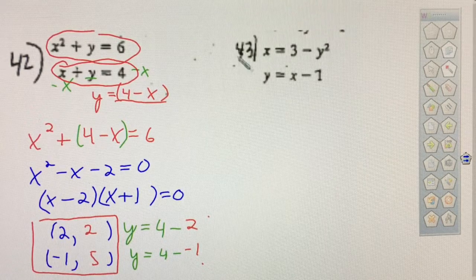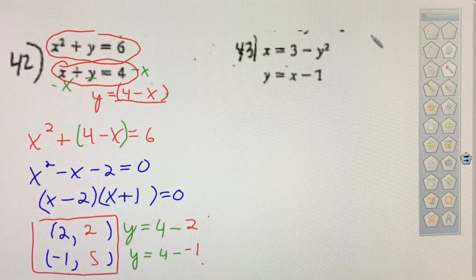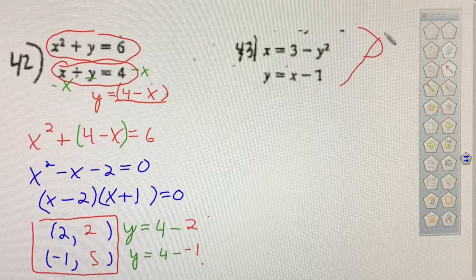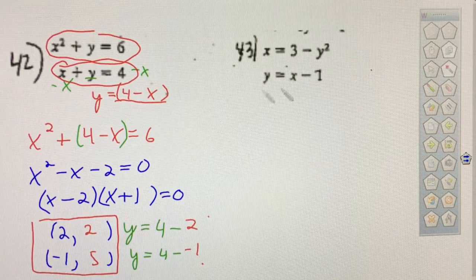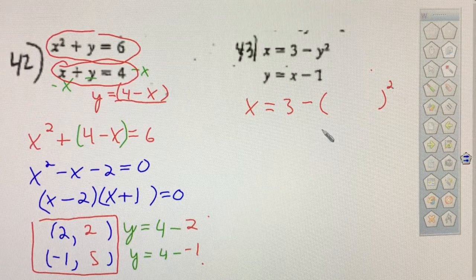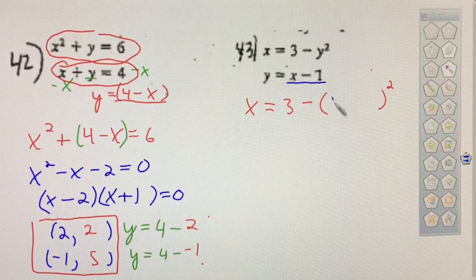Number 43 is the same concept. I have y equals a line and a sideways parabola. That parabola actually goes that way, and this line goes through it and cuts through it. It's probably going to hit it in 2 spots if we were to graph it. But we're just going to solve it. So I'm going to take the x equals 3 minus y squared, and we can see from the solved equation that y equals x minus 1. I just plug that in.